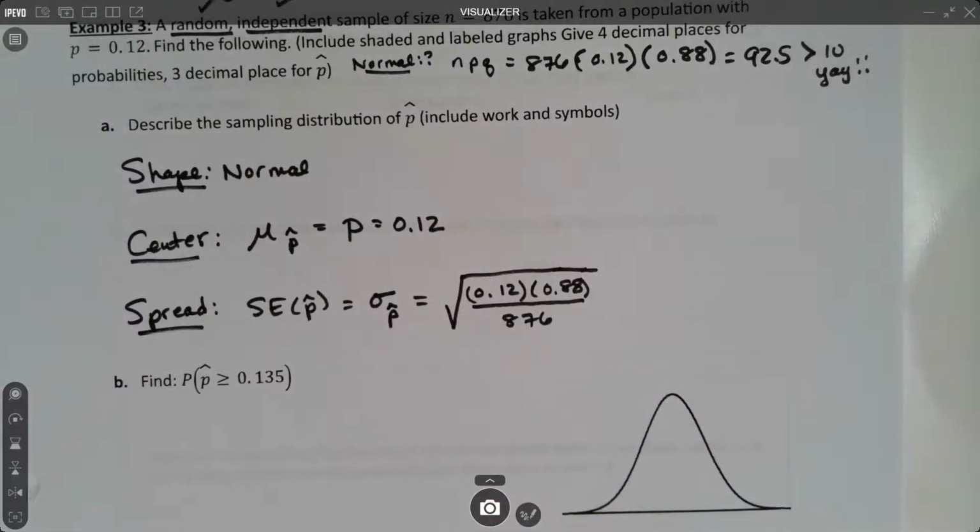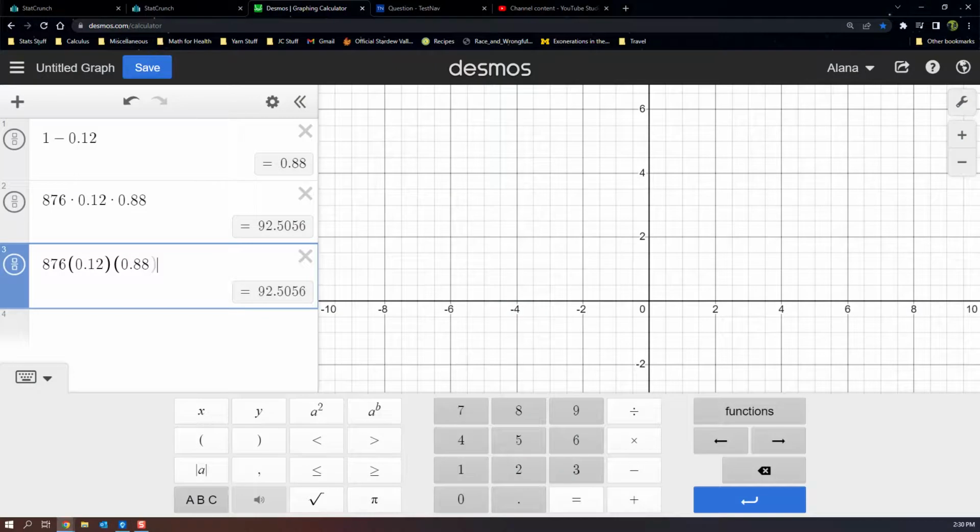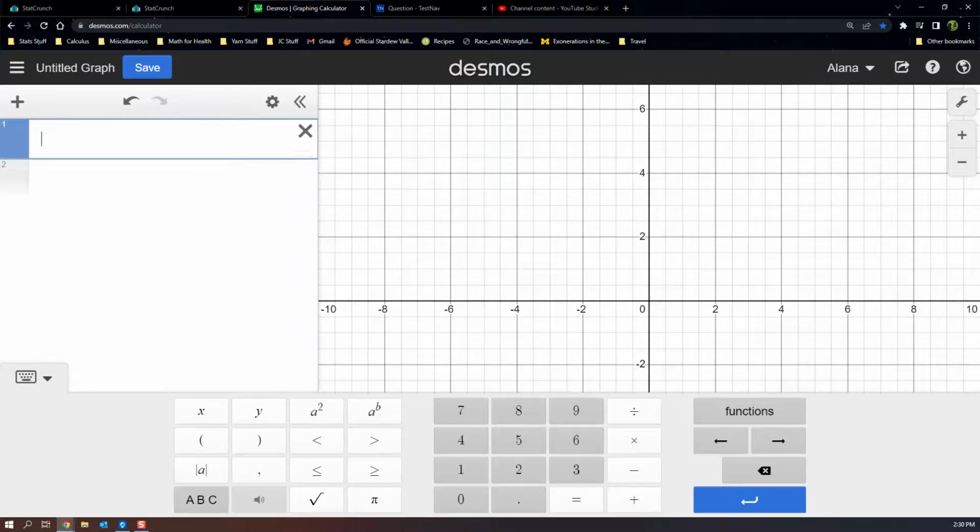Now I want to show how to do this carefully in Desmos, because people will mess this problem up. So let me show it in Desmos. I'll put it up here at the top. Okay, so when you take a square root, you want to actually remember to do the square root first. So then you want to do 0.12 times 0.88 divide by 876.